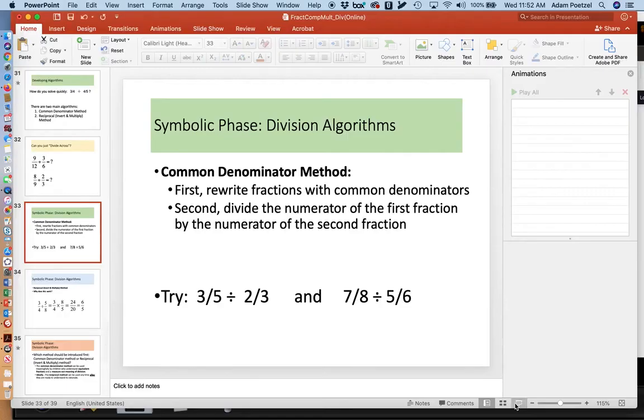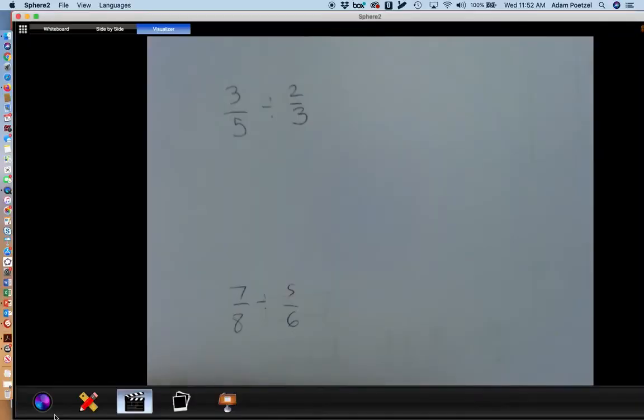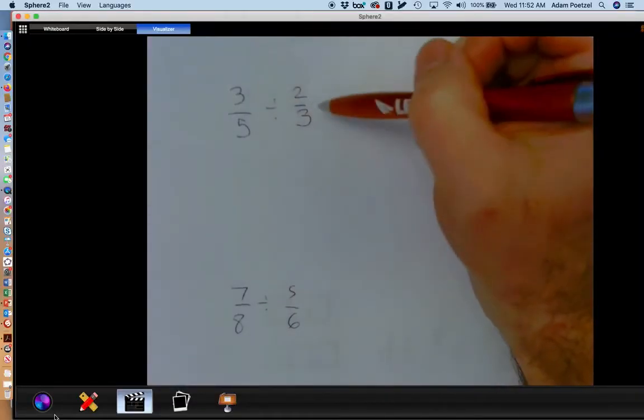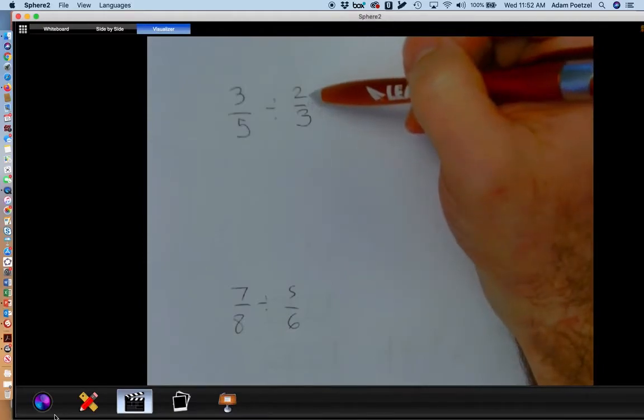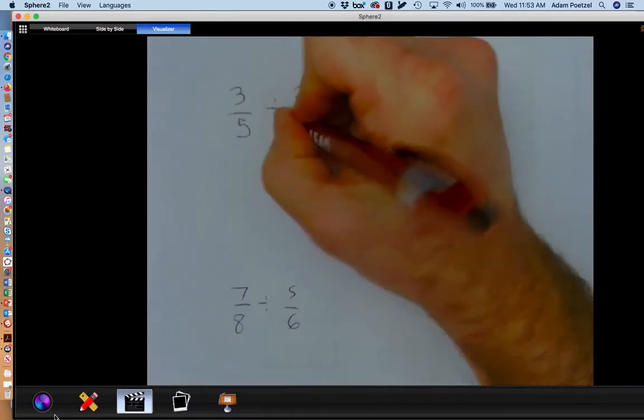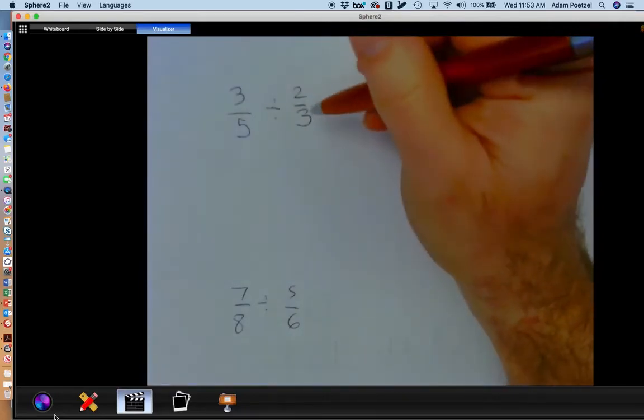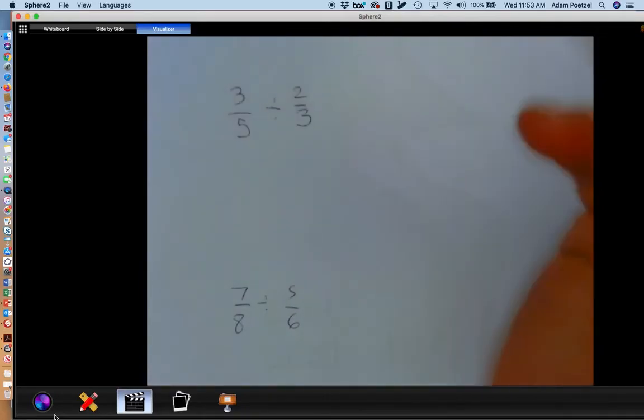All right, so let's look at the common denominator method for a second here. I'm going to go back to the cam. The nice thing with this method is it builds on what was taught earlier with addition and subtraction. Common denominators is a skill they've already learned and something that makes sense if we're trying to divide. Maybe it's helpful if we divide the same size pieces, just like before.